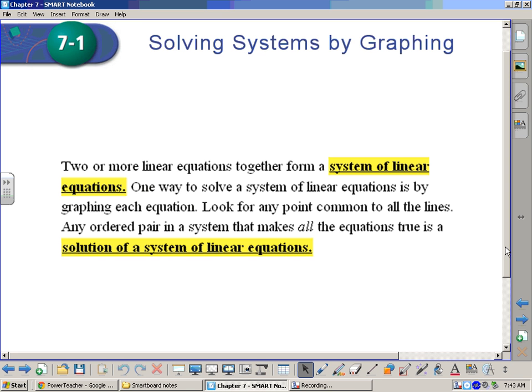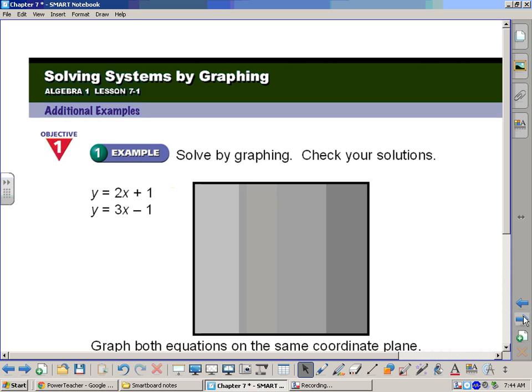We're going to be dealing with two of them in Chapter 7, and that is called a system of linear equations. And we're going to solve that system of linear equations by graphing. And what we're looking for is a point where the two lines will cross, and that is an ordered pair, and that will be the solution to a system of equations. A solution is an ordered pair, and we'll do an example here of what that is right now.